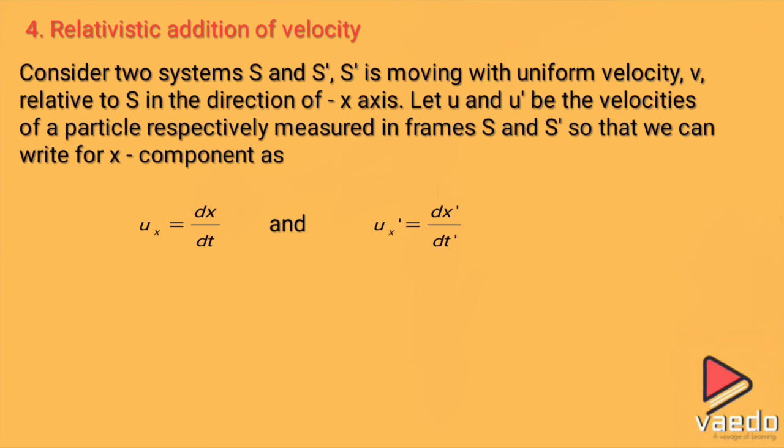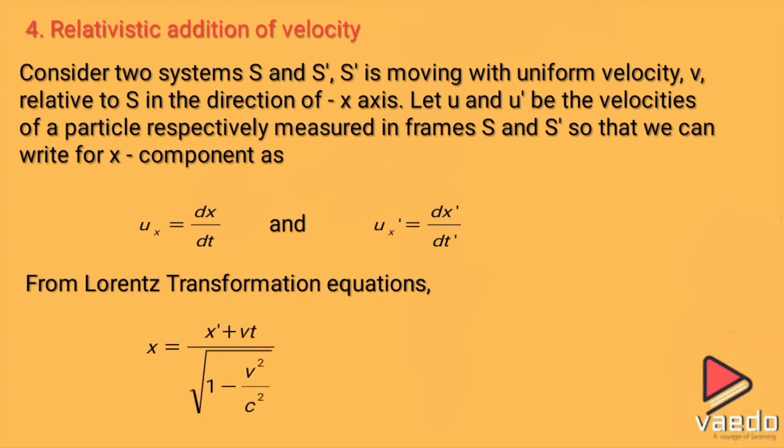Now from Lorentz transformation equation, we can consider that x equals x prime plus vt over square root of 1 minus v square by c square. So this is the first coordinate transformation, means x के लिए Lorentz transformation equation, and then in the similar way we can write the Lorentz transformation equation for the time as well, which is t equals t prime plus vx prime over c square over square root of 1 minus v square by c square.